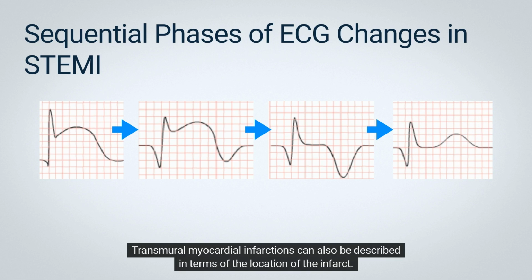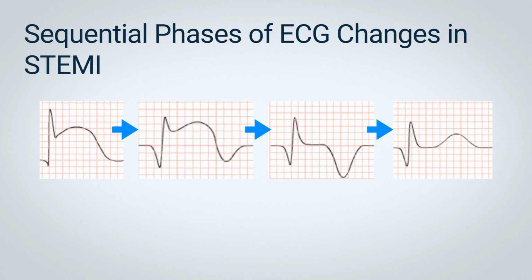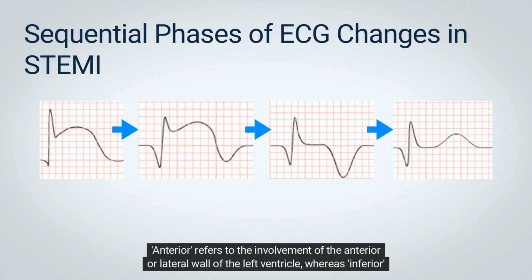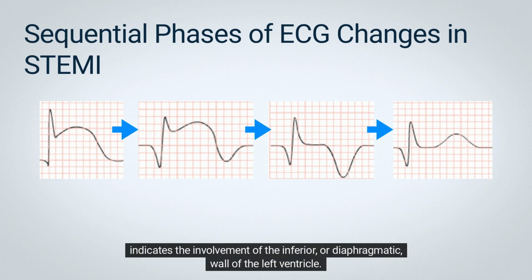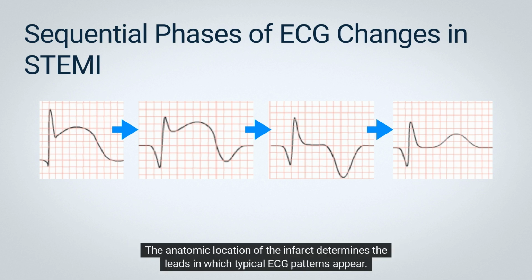Transmural myocardial infarctions can also be described in terms of the location of the infarct. Anterior refers to the involvement of the anterior or lateral wall of the left ventricle, whereas inferior indicates the involvement of the inferior or diaphragmatic wall of the left ventricle. The anatomic location of the infarct determines the leads in which typical ECG patterns appear.